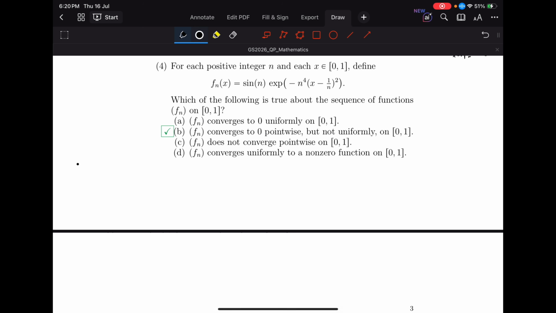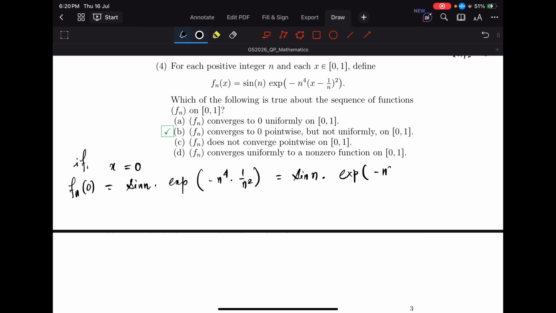So let us say x equal to 0, then f_n of 0 is nothing but sine n exp minus n to the power 4 times 1 by n square, right, which is sine of n times exp minus n square, which tends to 0. We know that because exp of minus n square tends to 0 and sine n is bounded.